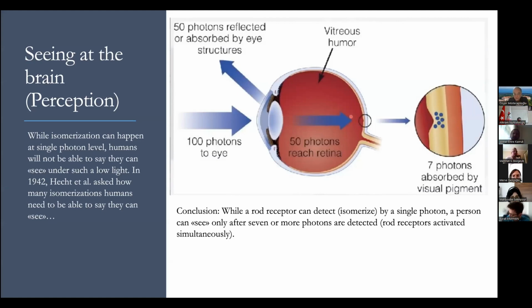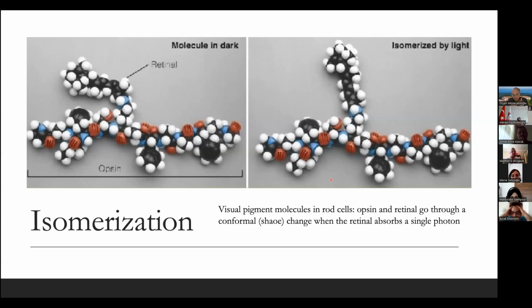In 1942, Hecht and co-workers, three authors, wrote an interesting paper to answer the question of how many isomerizations, how many photons, how many triggers of these shape changes we need to be able to say that we have seen something. Because if you look at this picture, as long as this shape change occurs, if your brain registers this isomerization, you could say, okay, I have seen something, and then you would be a perfect single photon detector. Then humans could interact with quantum technologies very efficiently. But whether a single isomerization is sufficient for the brain to perceive that we really saw something is another question. So we need a different threshold for seeing or perceiving light at the brain level.